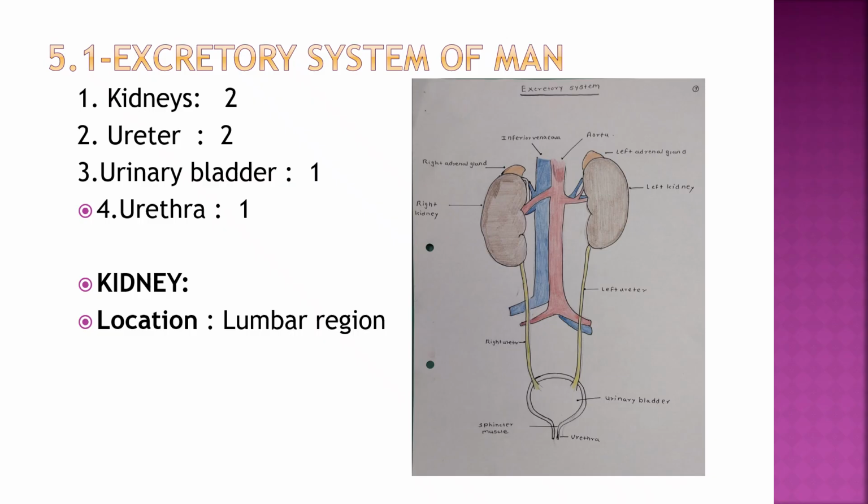The main part of the excretory system is the kidney. Here you can see the kidney: the outer portion is called the cortex, the inner portion is called the medulla, and here you can see calyces, and the bulging of that is the renal pelvis, and the renal pelvis then opens into the ureter. The number of kidneys is 2, and the location is mainly the lumbar region.